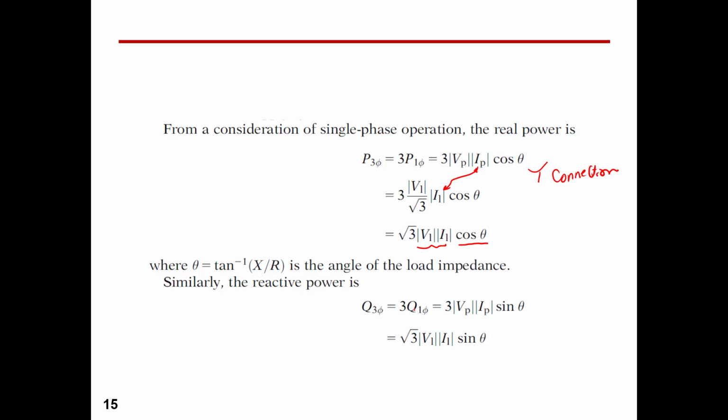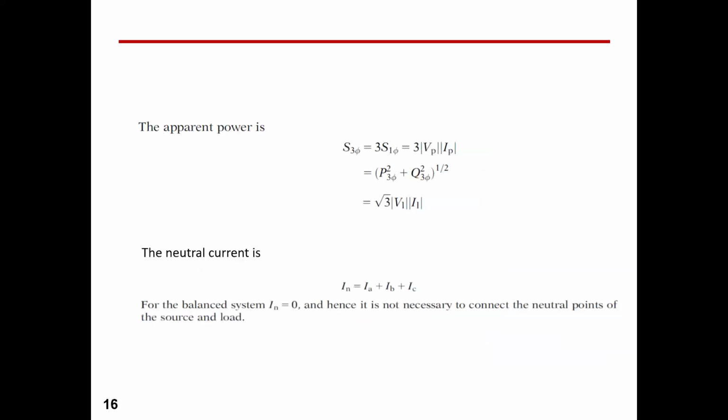If you'd like to calculate the reactive power, just replace cosine by sine. So these are the relations of active and reactive power in three phase. For the apparent power, guys, you know that power equals P plus or minus JQ. So by the end, it would be root 3 V line I line.